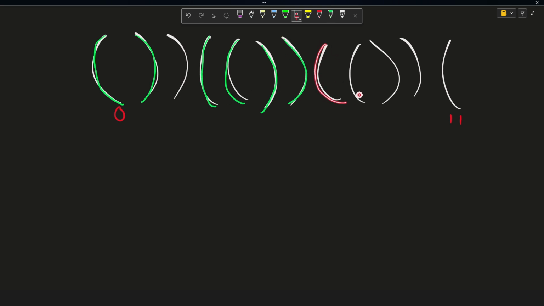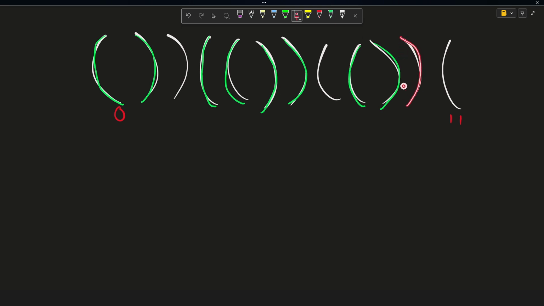So this is an opening bracket, this is an opening bracket, this is a closing bracket. Since this is forming a closing bracket, that is a pair which is a valid pair, so mark this with green color here, right? And now let's move forward.